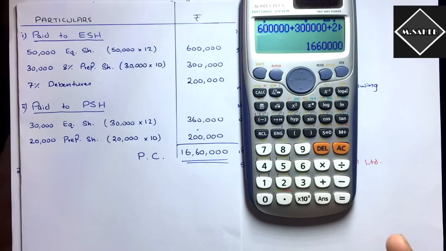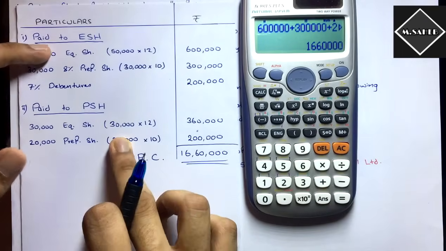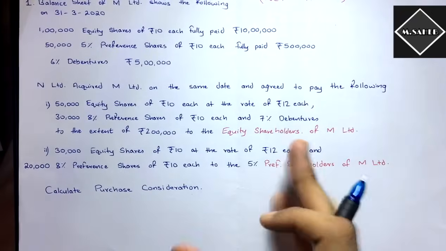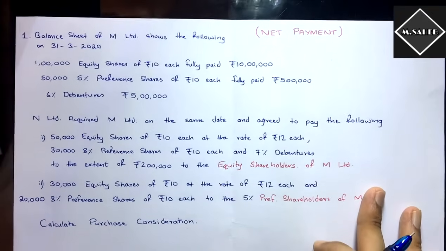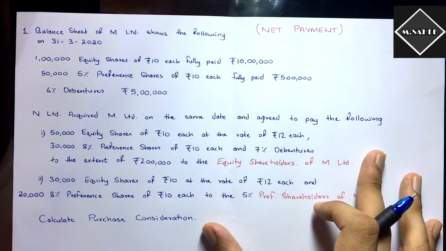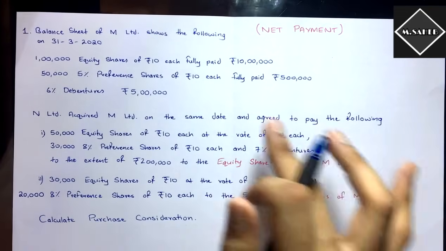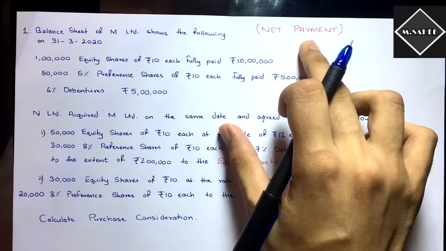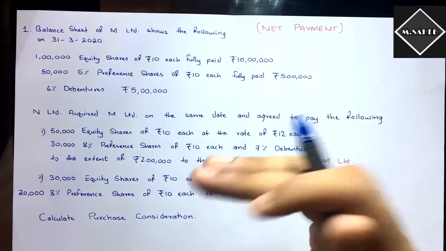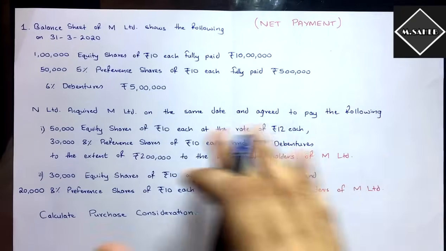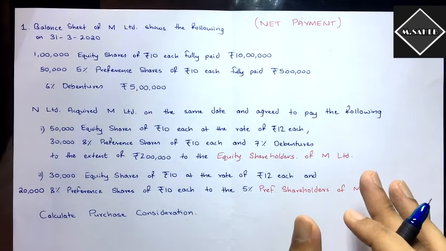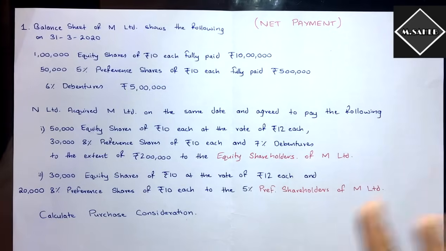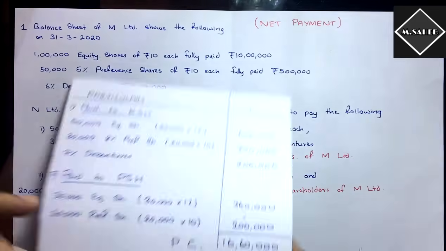It's very simple. Whatever is given to the owners of the company, equity shareholders and preference shareholders, that's all you have to take. Whenever you get a problem of purchase consideration, first see whether you have the information you need to calculate net payment. Always try to do net payment first. If you don't have the information on what is given to the owners of the company, then you have to go for net asset. For net asset, you need market values of assets and the agreed values of the liabilities. Now let's solve one more problem of net payment method.